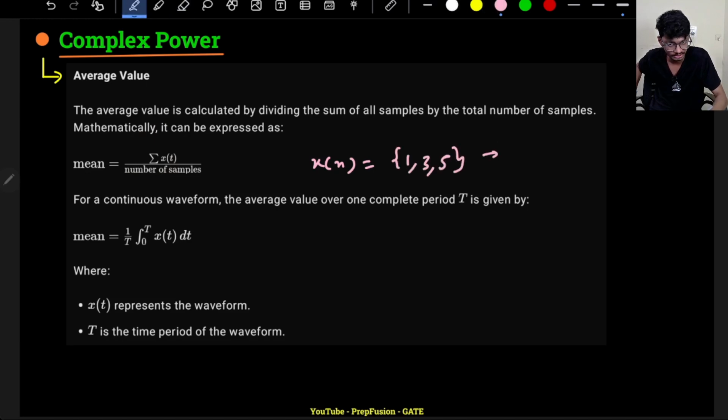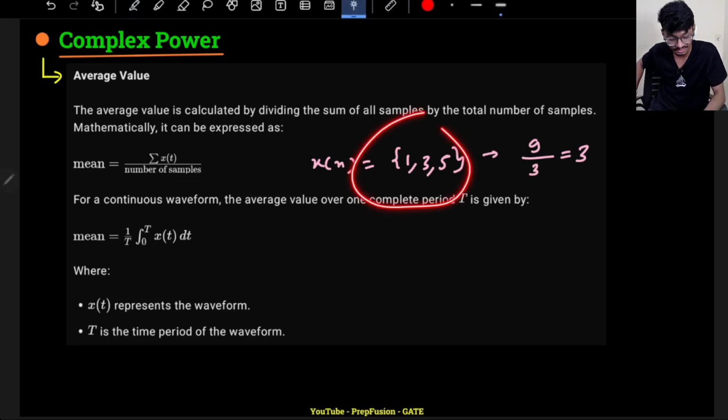You just add all the values, that is, in our case, 9 divided by 3, the number of total elements in that set. So it will come out to be 3 only. Okay, that is it. Very basic thing. Mean, I hope you know. This is for the discrete variable. For a continuous variable, it is simply integration. So I have already used it.